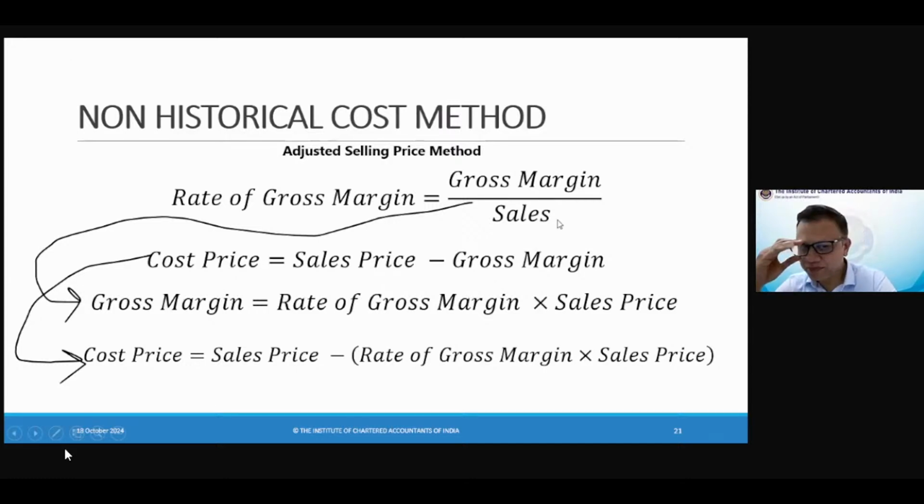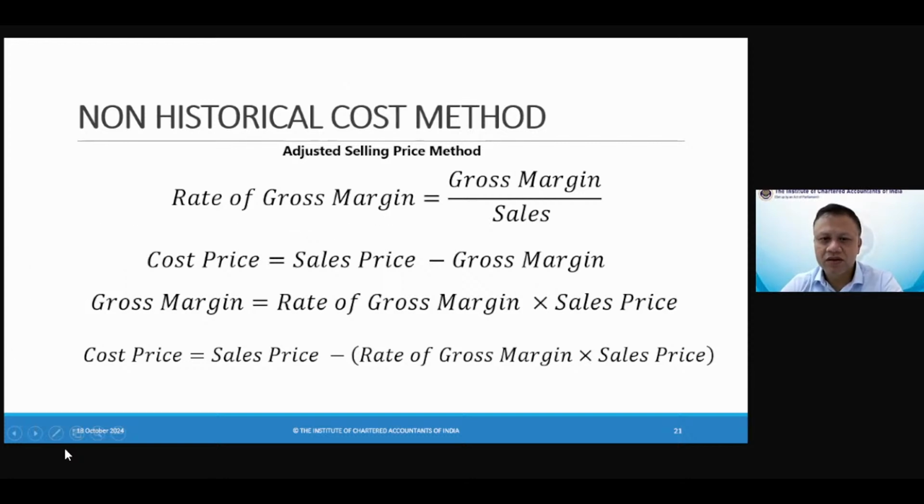Yes, Aman, tell me. Sir, explain gross margin once. I'm quite confused here. Which one? Gross margin? Yes, sir, only that. What is gross margin? Can you tell the formula of gross margin first of all? Sir, I don't know. That's why I'm asking.